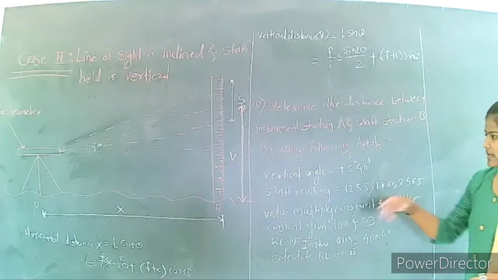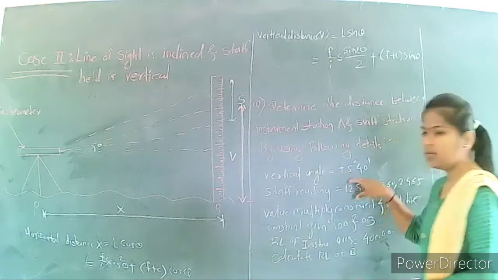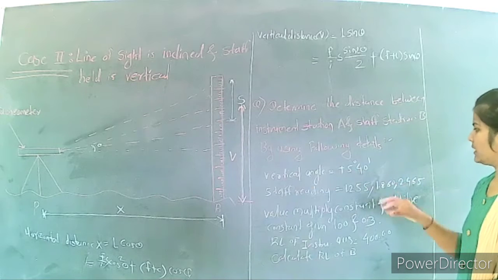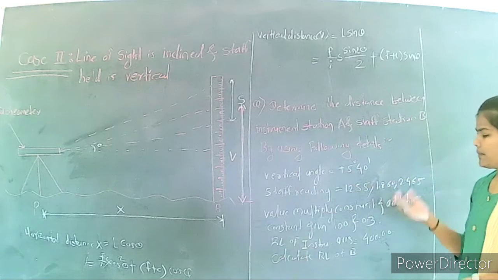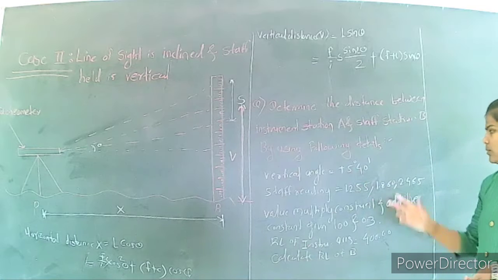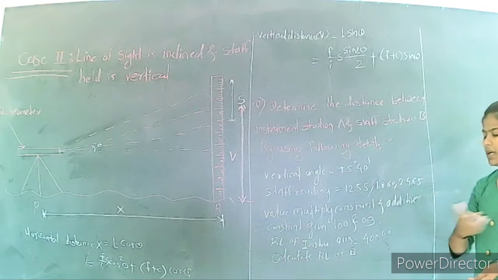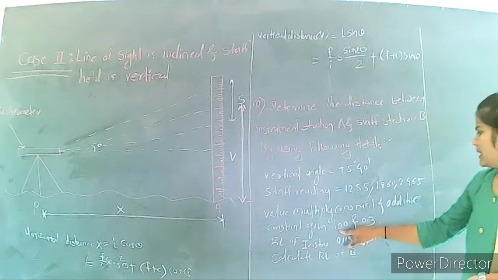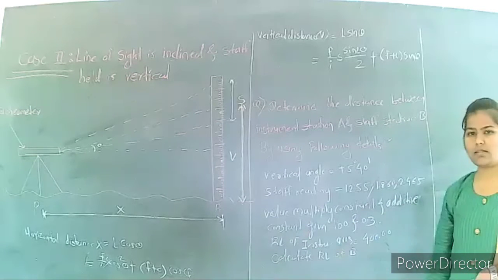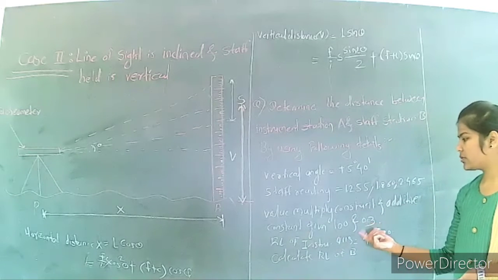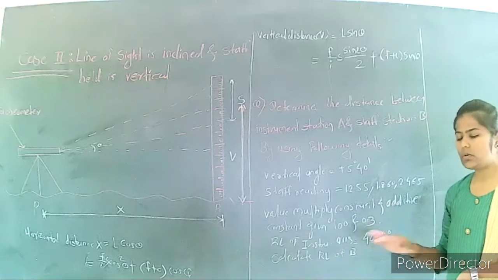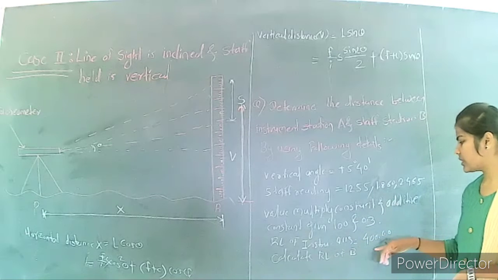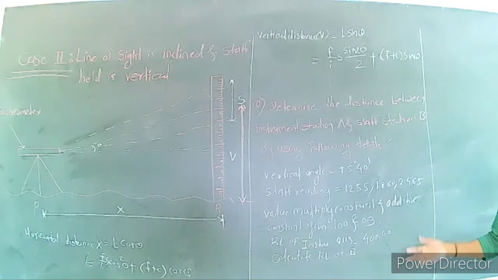Now, in this numerical, firstly, the vertical angle theta is given, and the staff readings, that is the top hair reading, axial hair reading, and bottom hair reading, are given. Then the multiplying constant, that is f upon i, is given as 100, and the additive constant, that is f plus c, is given as 0.3. Then the RL of the instrument axis is also given, and it is 400.